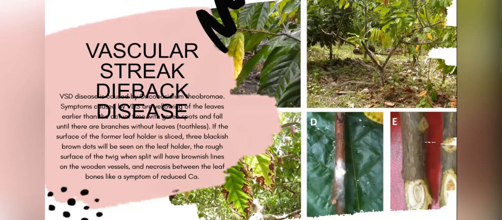So as you can see in the picture, in the leaves there is yellowing, a yellowing spot, and it has a blackish to brown touch in the leaf holder.